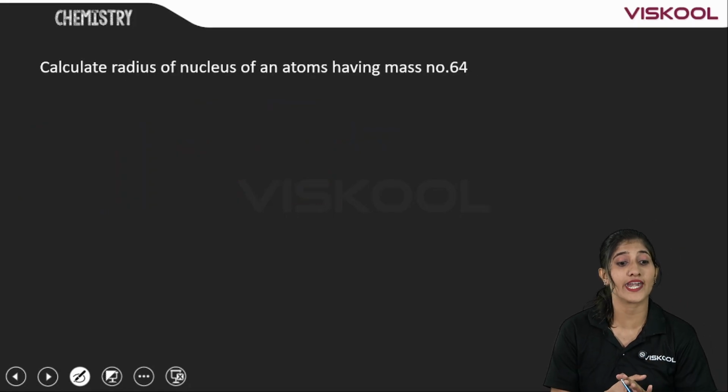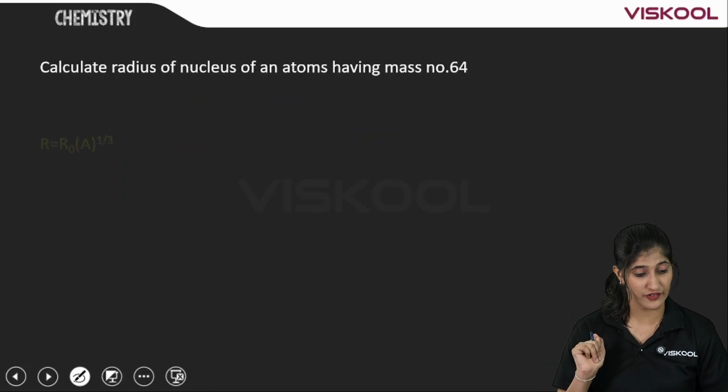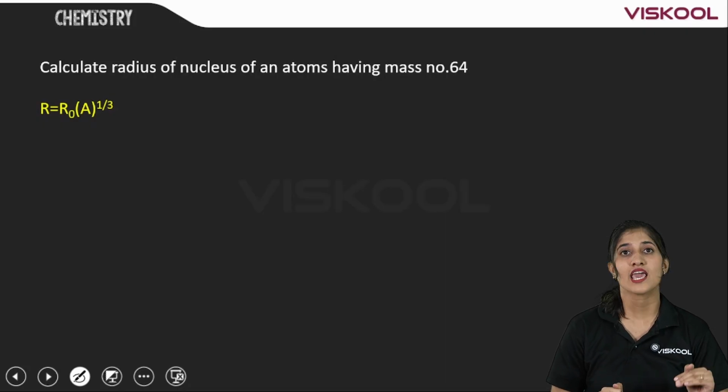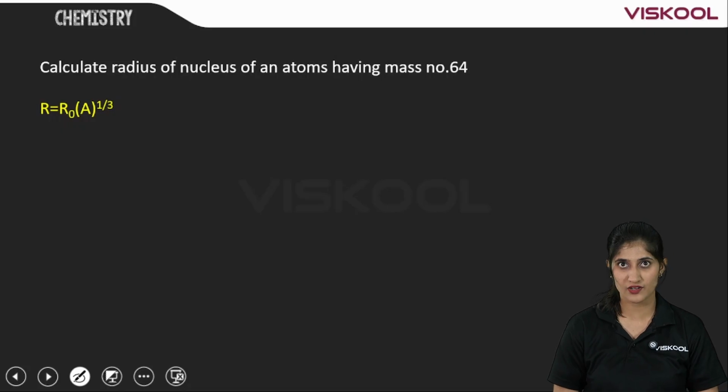Now, calculate the radius of the nucleus of an atom having mass number 64. You have a formula for the radius of the atom. R equal to R naught A raised to 1 by 3. A is the mass number. R naught is 1.2 fm, that is 1.2 into 10 raised to minus 15 meter. Okay, so you can calculate the R value, right?